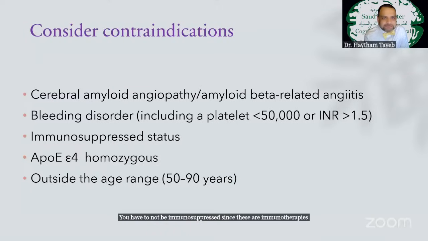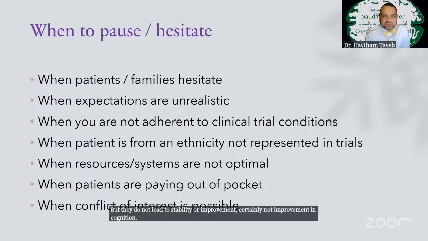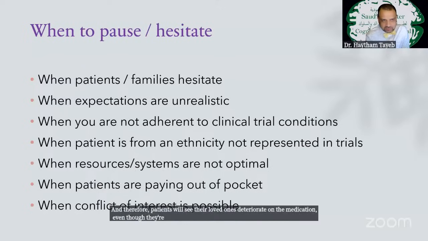And when do you pause? You pause when patients and families are hesitating. This is not the kind of medication where you want to push onto your patients. This has got to be a joint decision because of many factors, most importantly of which is that these medications slow down disease progression, but they do not lead to stability or improvement, certainly not improvement in cognition. And therefore, patients will see their loved ones deteriorate on the medication, even though they're regular with their infusions.